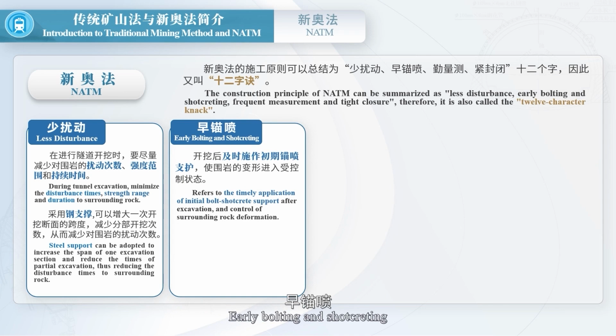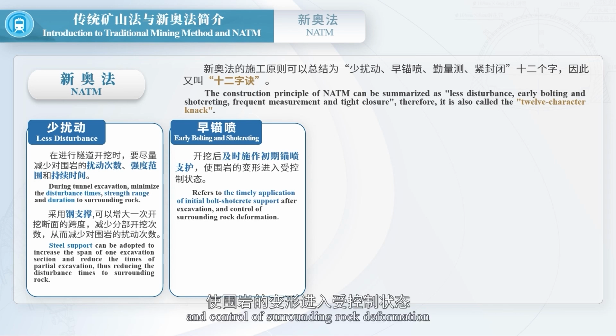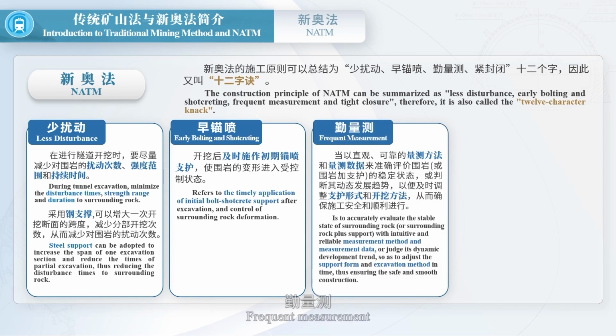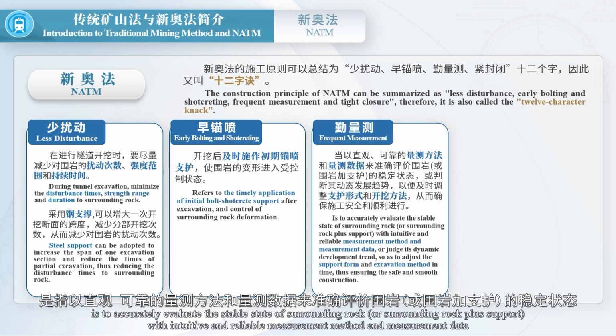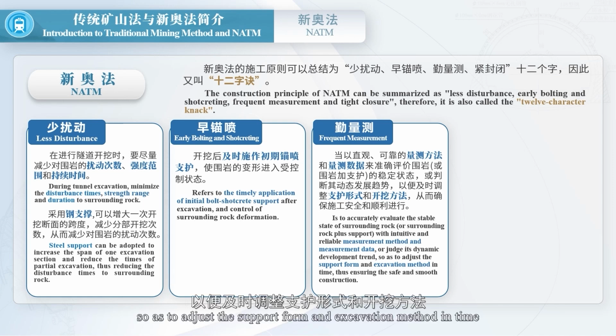Early bolting and shotcreting refers to the timely application of initial bolt shotcrete support after excavation and control of surrounding rock deformation. Frequent measurement is to accurately evaluate the stable state of surrounding rock or surrounding rock plus support with intuitive and reliable measurement method and measurement data, or judge its dynamic development trend so as to adjust the support form and excavation method in time, thus ensuring the safe and smooth construction.